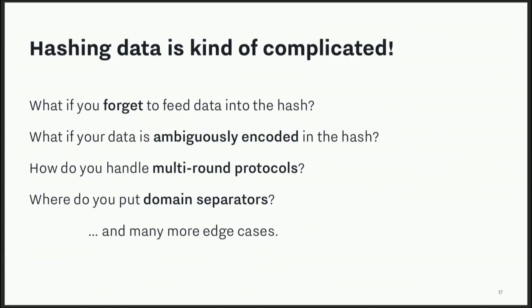You might forget to feed data into the hash if you're just building up this big thing and then hashing it. You have to worry about how exactly you are structuring the data that you put into the hash. If you have a multi-round protocol, then you have to take some challenge output and figure out a way to construct that and stick it into the hash of the next round and make sure that everything's bound together. If you want to have domain separators so that different applications have proofs that aren't interchangeable, so that someone can't take a proof out of one part and stick it into another part, you have to have a way to do that. So there's a lot of edge cases.